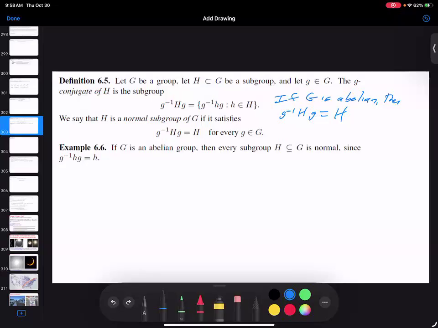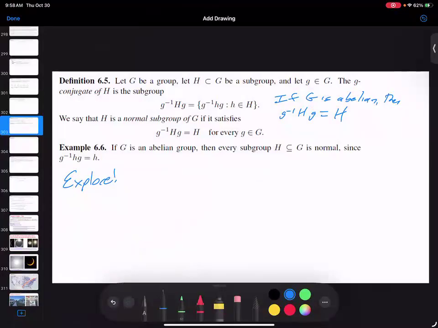So again, explore. I'm not giving you that much homework. What I would suggest you do is try a couple of groups. Get your hands dirty. Try to do these calculations. See if you can find a normal subgroup. Try looking at lots of different things.